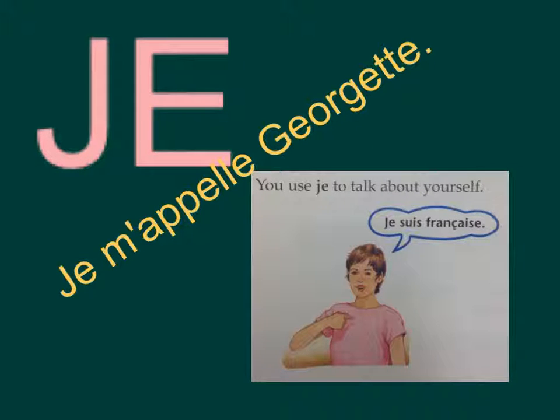So the first subject pronoun that you're going to be learning is je. Okay, and you've seen this before in je m'appelle. My name is je m'appelle Georgette. Now, what this literally means, we've talked about this before, is I call myself. Okay, so anytime you're referring to yourself, you're going to use je, meaning I.